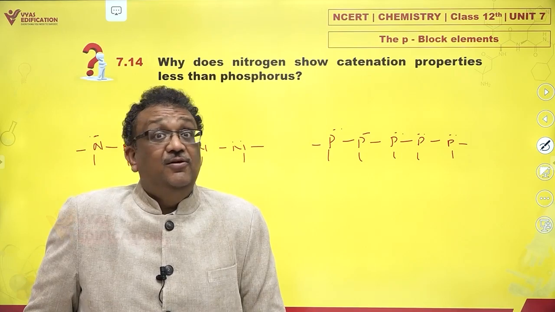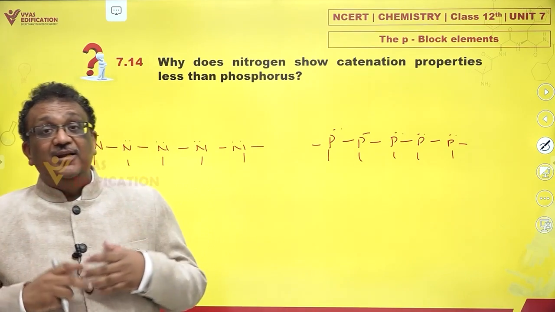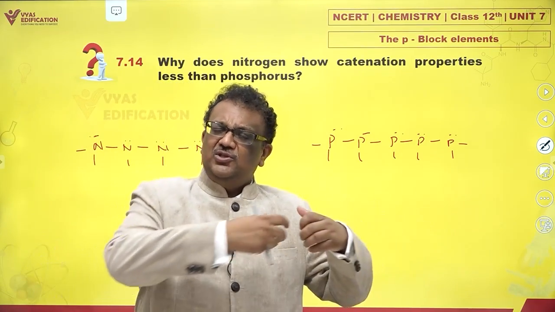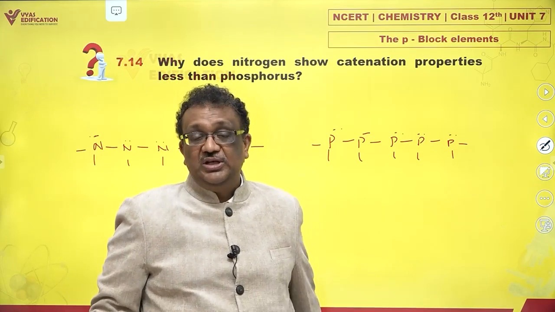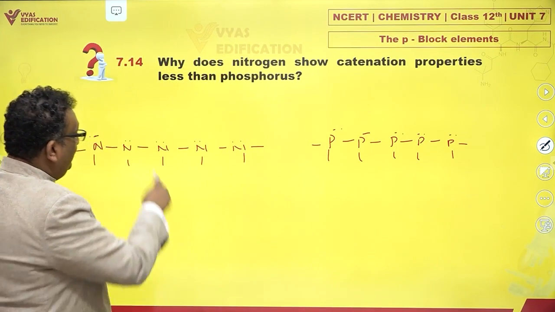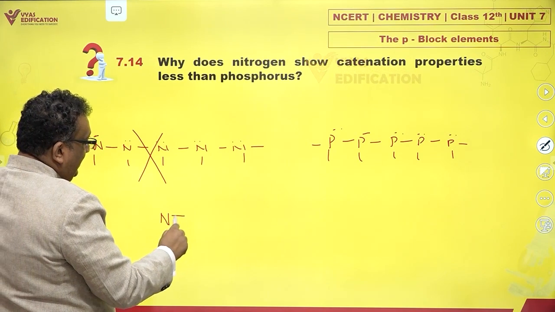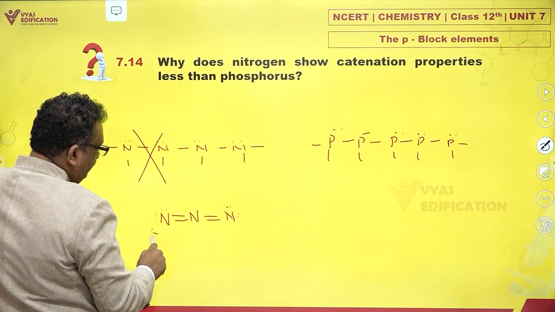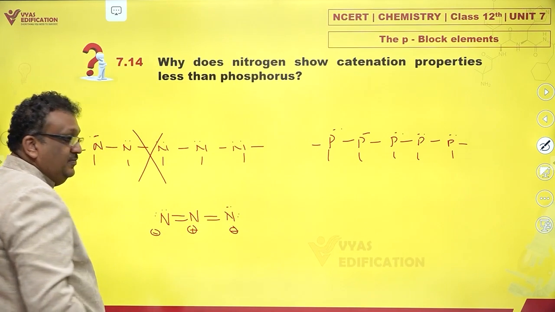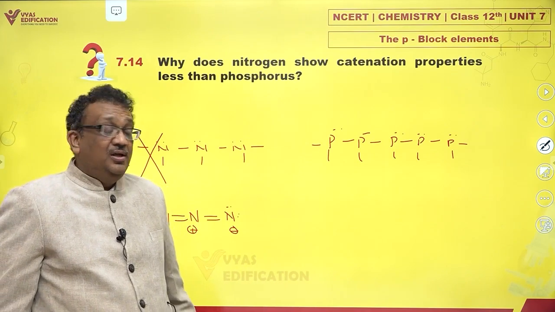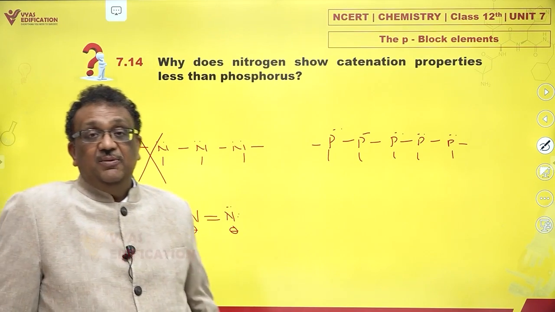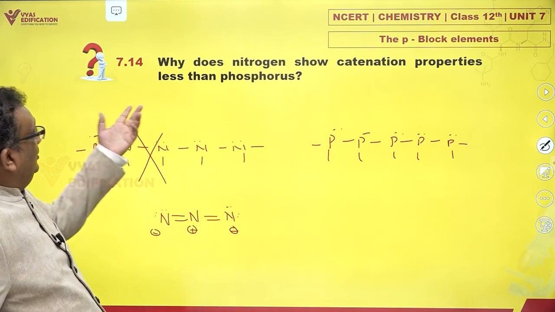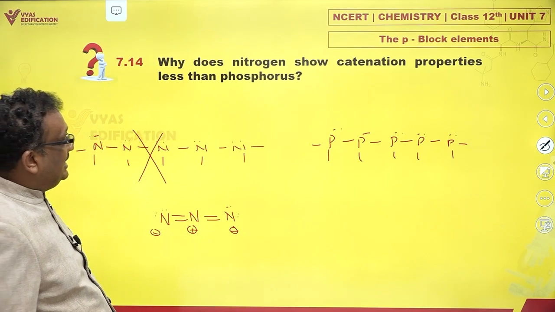Which has greater tendency? Phosphorus actually has a greater tendency to catenate as compared to nitrogen. Phosphorus can form red phosphorus, which has long chains of phosphorus atoms. Nitrogen cannot form this. As a matter of fact, the longest it can go is the azide ion, N3 minus, that also has a minus charge. And this also is explosive, it is unstable. Nitrogen hates any kind of catenation. Why? That is the question. Why does it show lesser catenation?